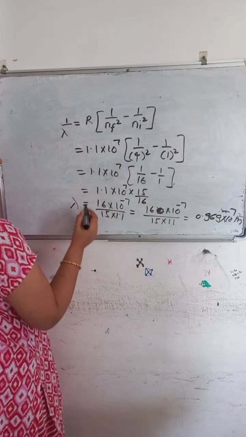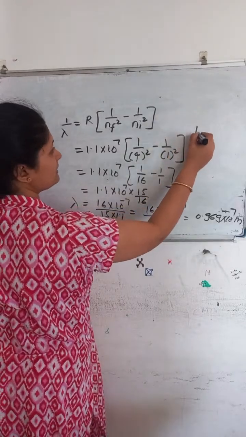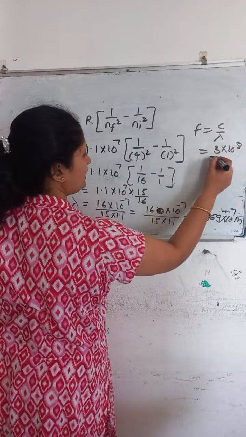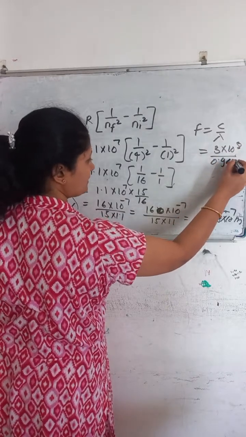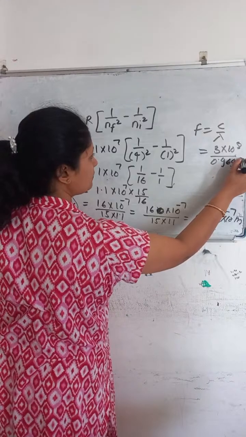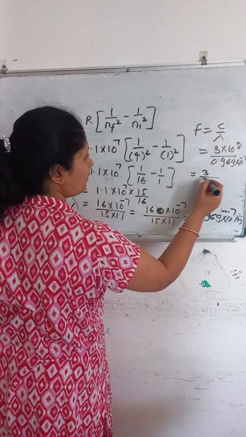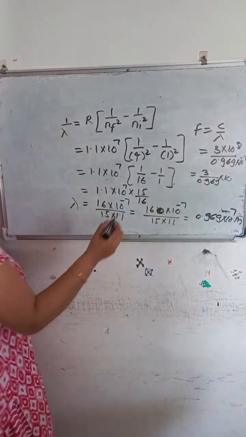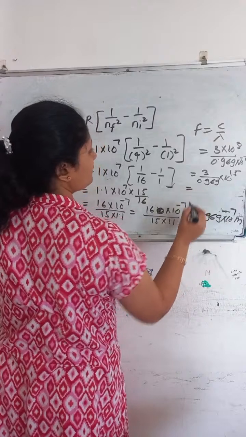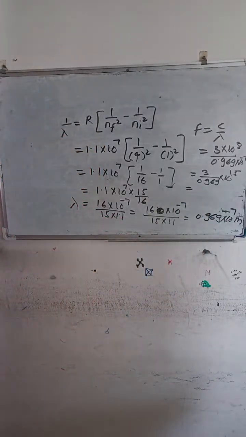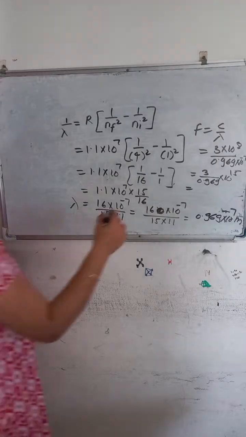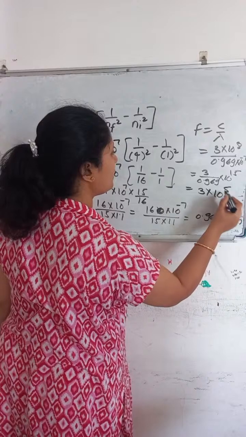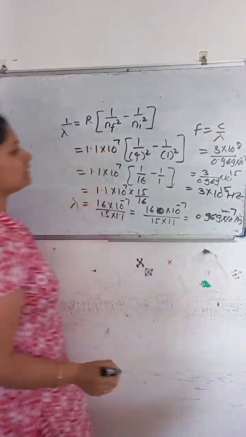Okay, so lambda we will get, but we want here frequency. f is equal to c by lambda. So 3 into 10 raised to 8 divided by 0.969 into 10 raised to minus 7. So 3 upon 0.969 into this 7 will go up, so it will become plus 15. So if you simplify this, you will get the answer as 3.01 something. So you can approximately take it as 3 into 10 raised to 15 hertz. This is the answer we are getting.